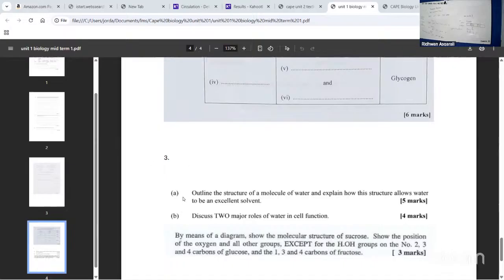Part B, what are 2 major roles of water in cell function? Remember, unless we went through the properties of water, just remember any 2 and explain it. So what does water help in cell function? Right, it acts as a transport medium. Because of its solvent property, it's an excellent transport medium. So that's 1. What else?